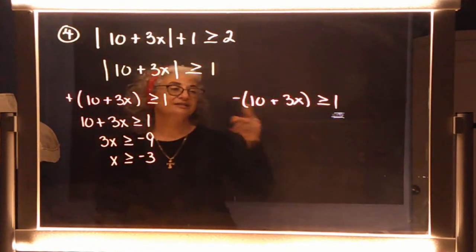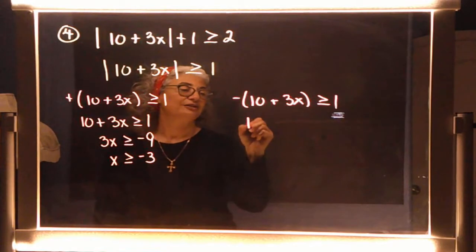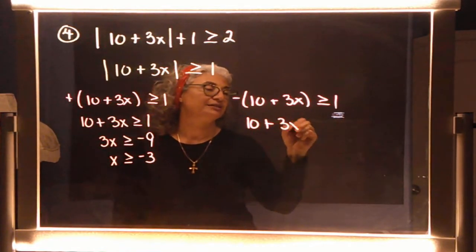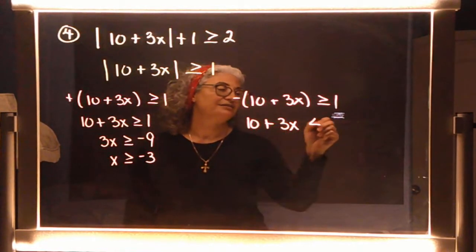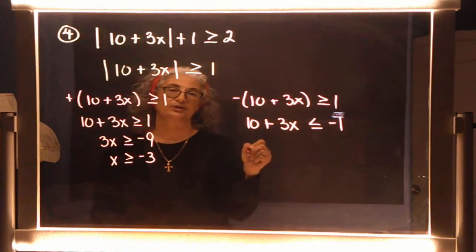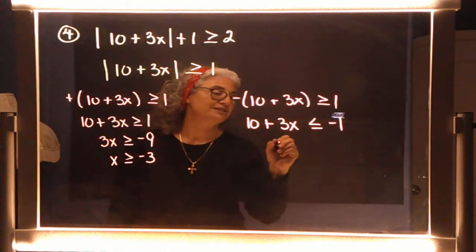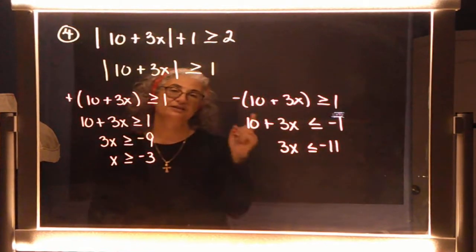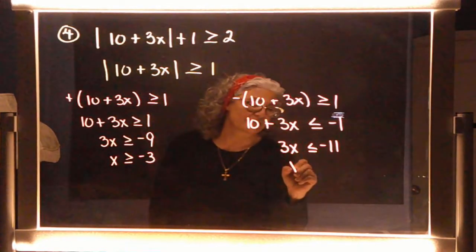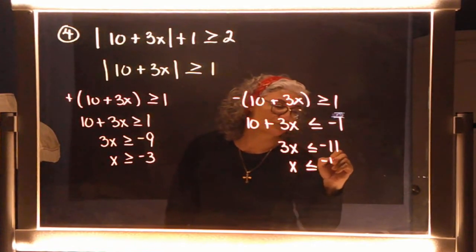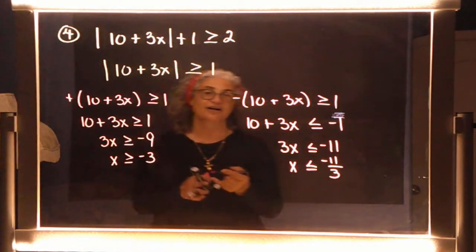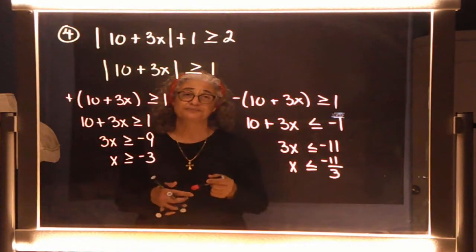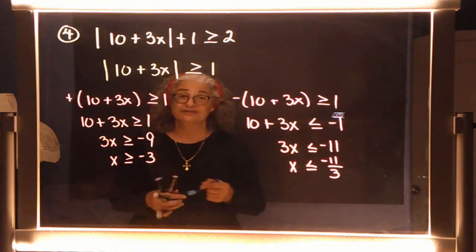Yeah, let's get rid of this negative sign to the other side. So I have 10 plus 3x is less than or equal to negative 1. Then what? Move the 10 to the other side. So 3x is less than or equal to negative 11. And divide both sides by 3. X is less than or equal to negative 11 thirds. Awesome. You guys are doing great. Now what? Yeah. Now let's go graph it.